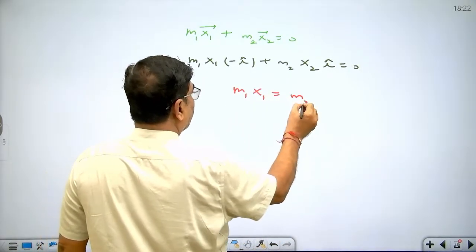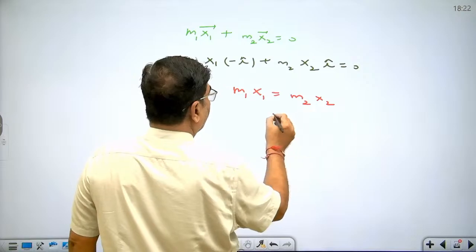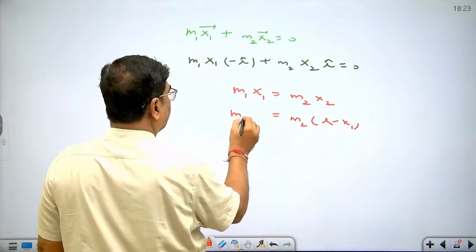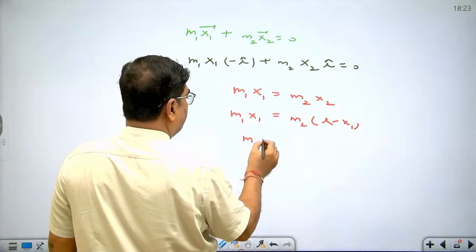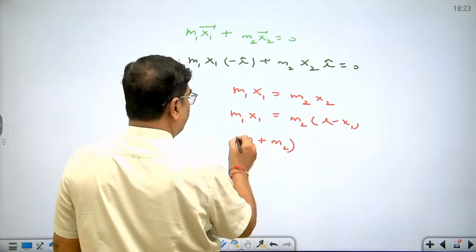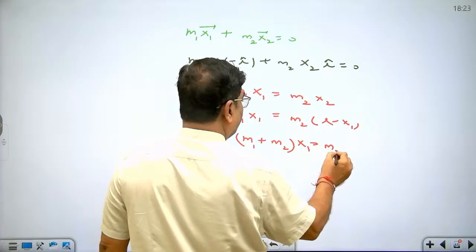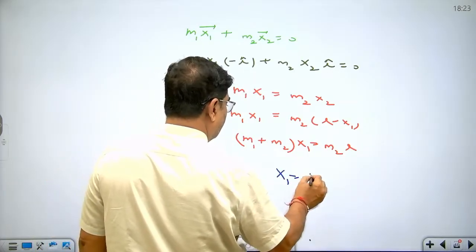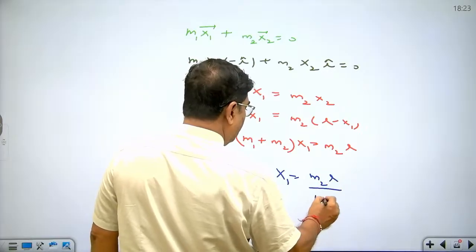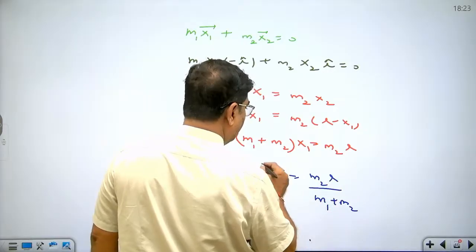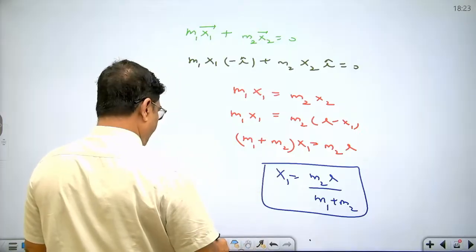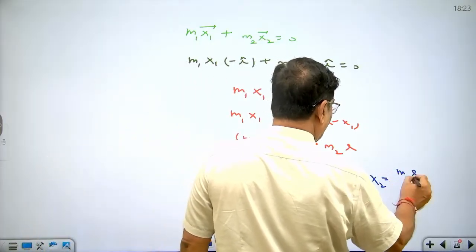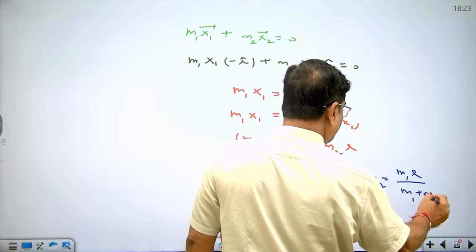So we can write m1 x1 equal to m2 x2, which we can write as m2 into (L minus x1). Now we can see (m1 plus m2) into x1 equals m2 into L. So dear student, x1 equals m2 L upon (m1 plus m2). In a very similar way, x2 is L minus x1, so x2 equals m1 L upon (m1 plus m2).